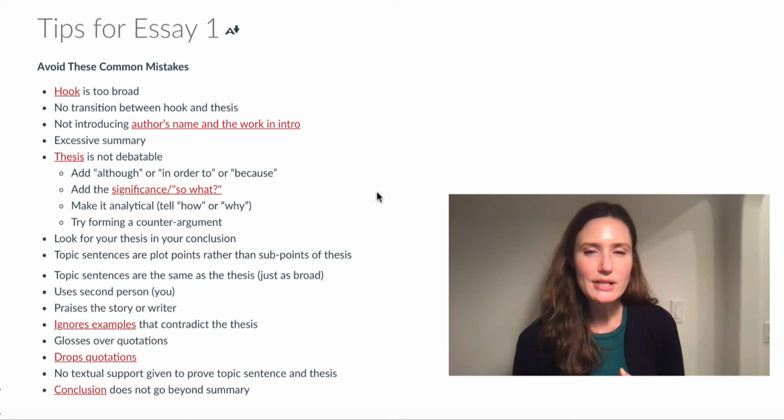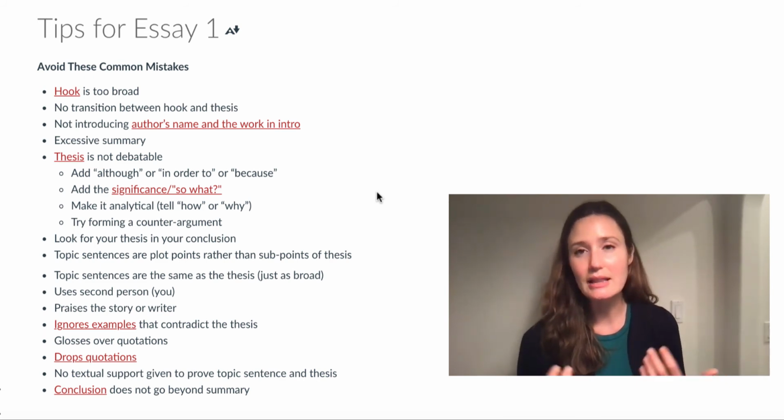Avoid using second person. I don't mark people down for this, but don't use you. It's just not customary in academic essays, especially in literary analysis essays. So you can say something like the reader or one.